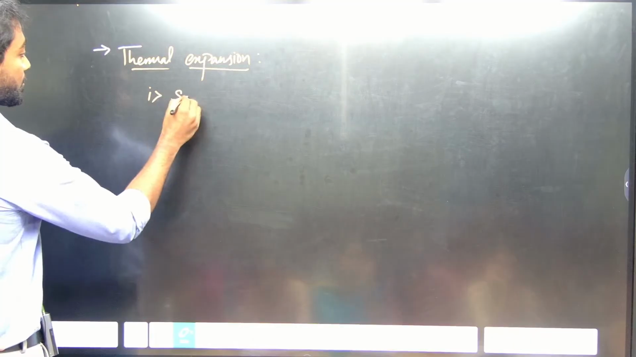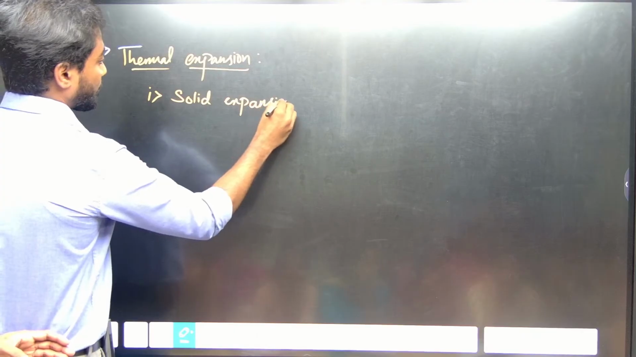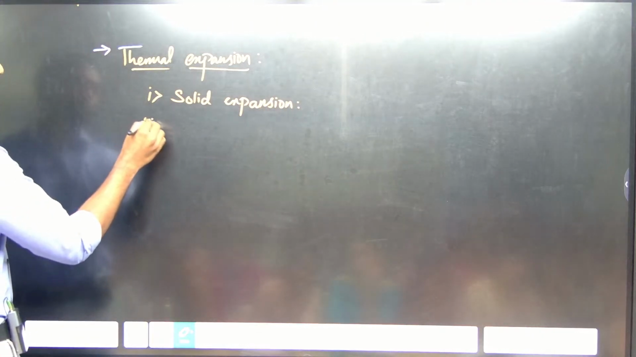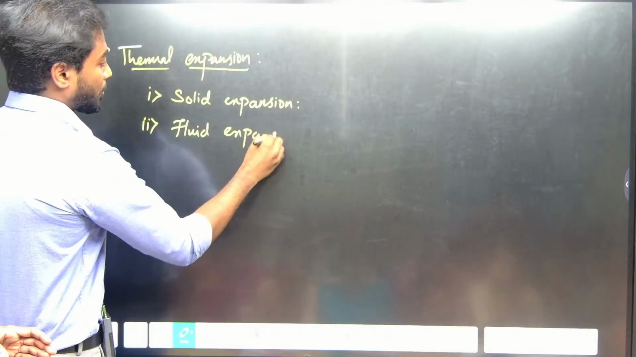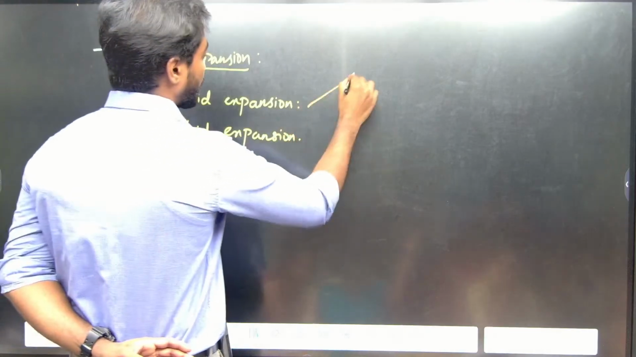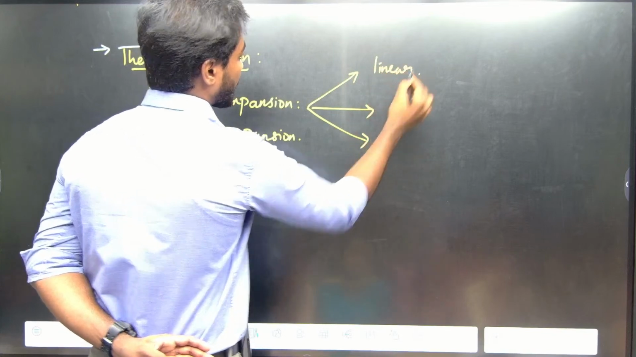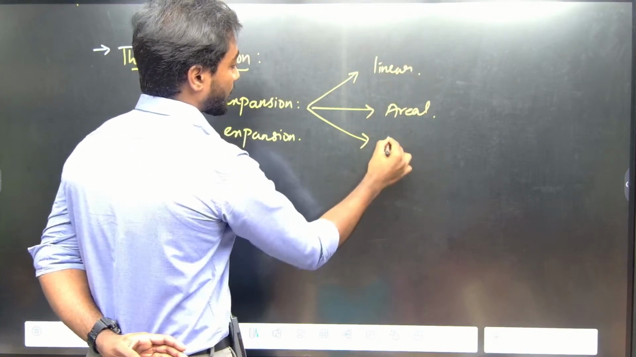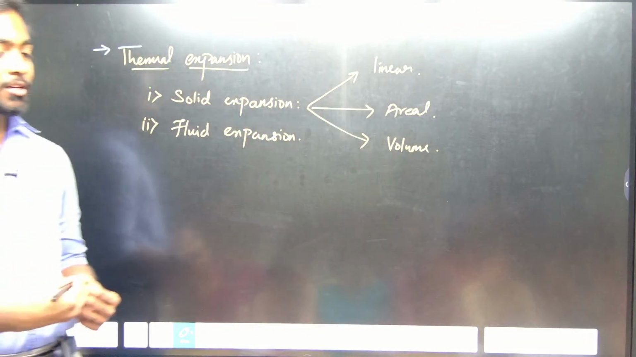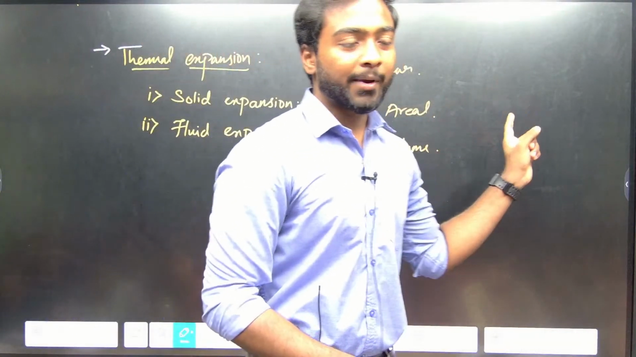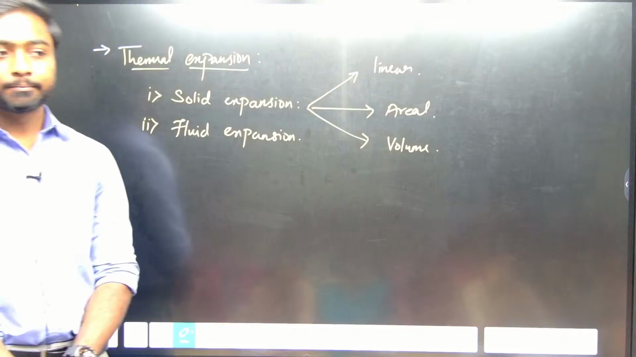First one is solid expansion and the second one is fluid expansion. So under solid expansion we are going to talk about three different types of expansion: linear expansion, areal expansion, volume expansion. Linear expansion is one dimension; areal expansion, two dimension; volume expansion, three dimension. Okay.